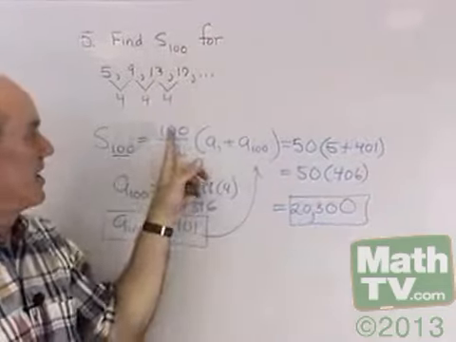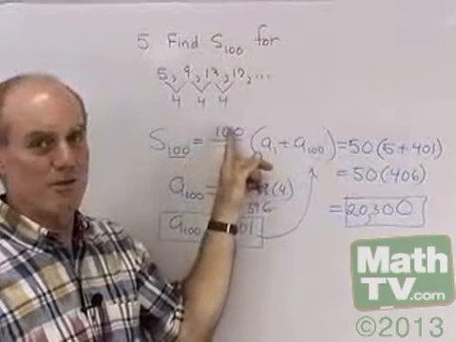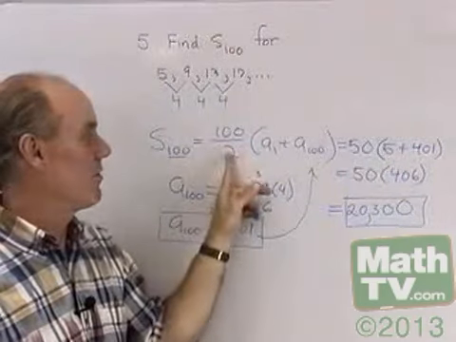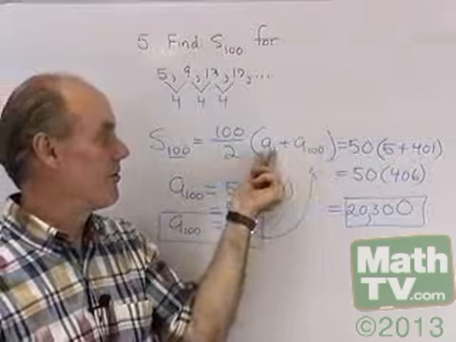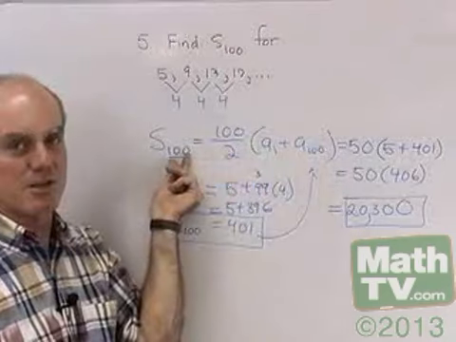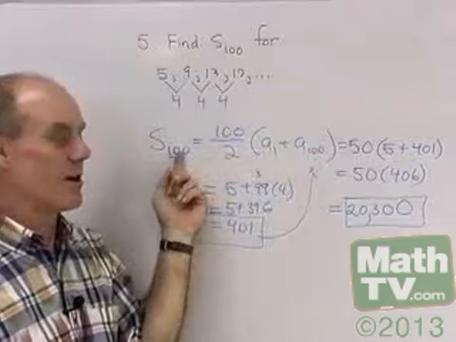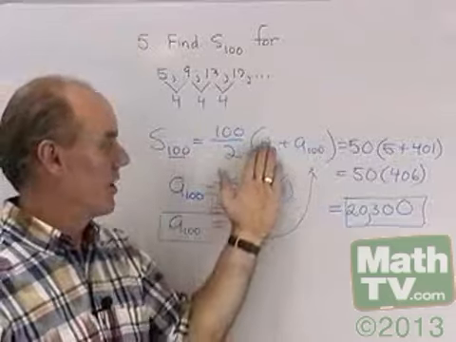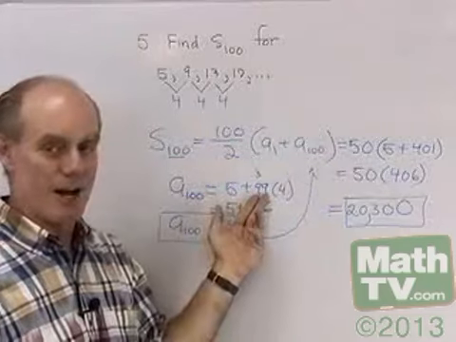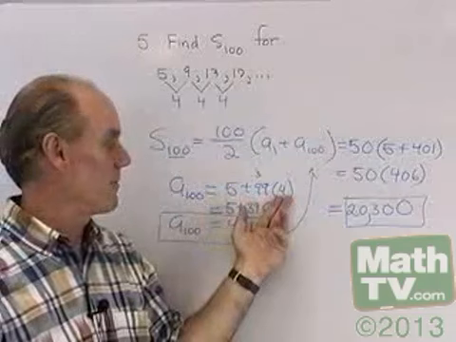It's n over 2, so whatever the number is of the sum that you want, S sub 100 is going to be 100 over 2 times the sum of the first term plus the last term, where the last term is the term number that matches this number right here. So A sub 100 if I'm looking for S sub 100. So I took an extra step here and found A sub 100. It's the first term plus 99, that's 100 minus 1, times 4.